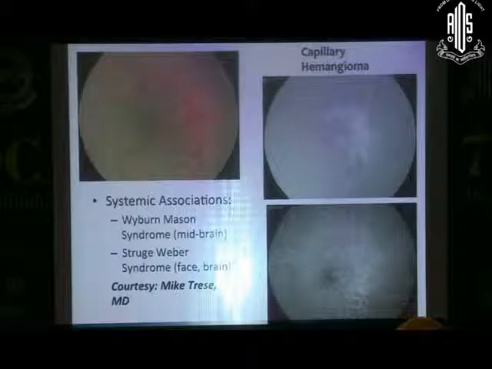Again, this picture is so that we are alerted as ophthalmologists that once you see a lesion like a capillary hemangioma, remember that they can have central nervous issues, and they have to be co-managed by your pediatric colleague or a pediatric neurologist, like in the WM syndrome or the Sturge-Weber syndrome.